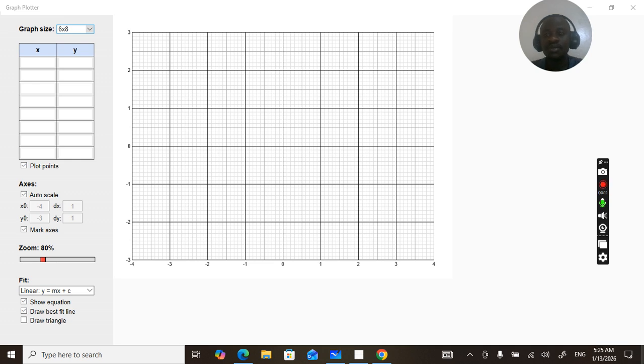We are going to discuss Spearman's rank correlation coefficient. First of all, you need to know the meaning of correlation. Correlation simply means the relationship between two or more variables. So I'll explain it in finer detail.